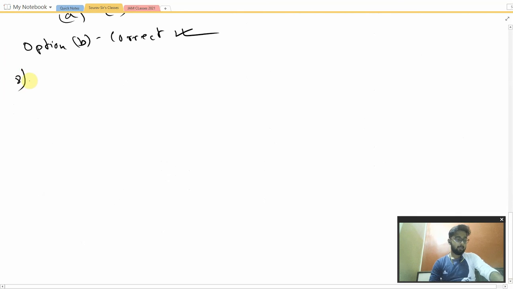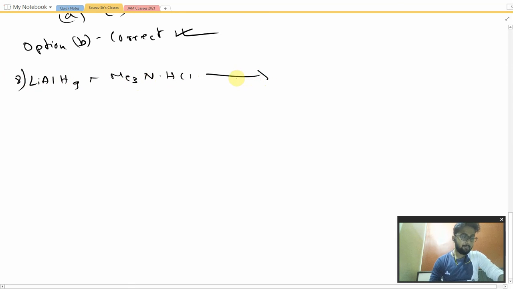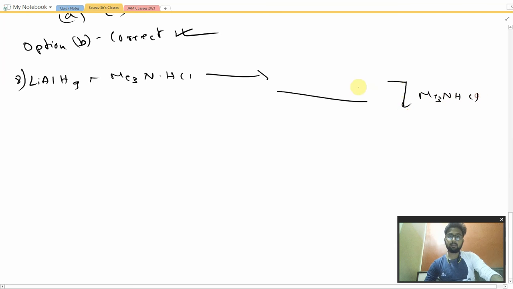The reaction of LiAlH4 with one equivalent of Me3NHCl gives a tetrahedral compound, which on reaction with another equivalent of Me3NHCl gives compound N. So we have to find out the compound N and its geometry. Let us firstly write down the first reaction that is occurring.